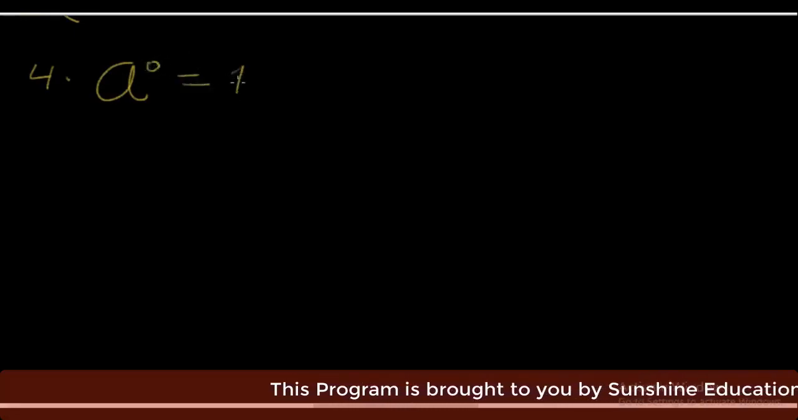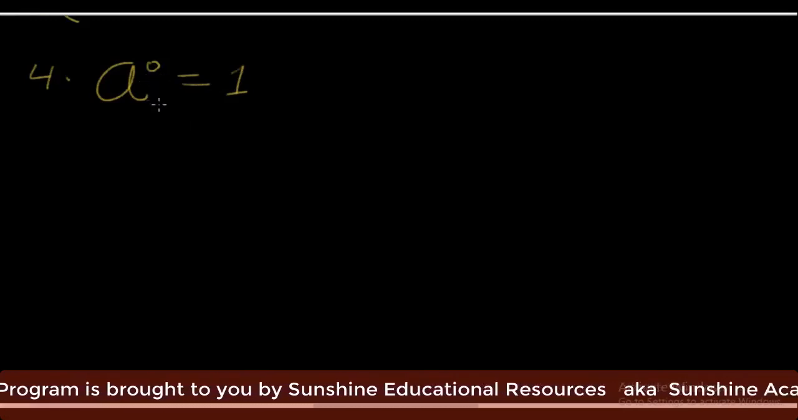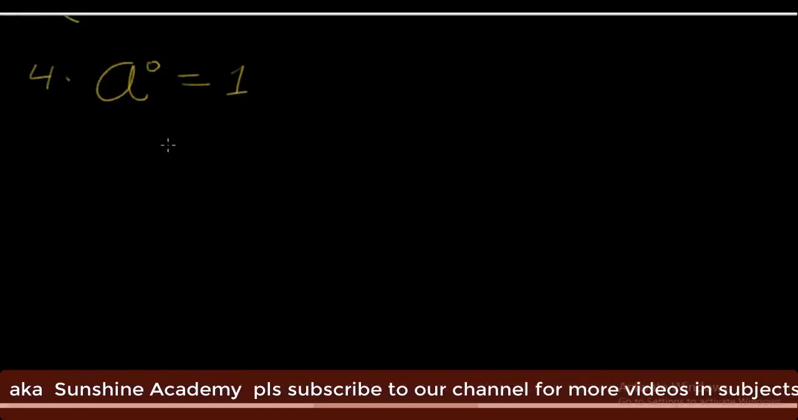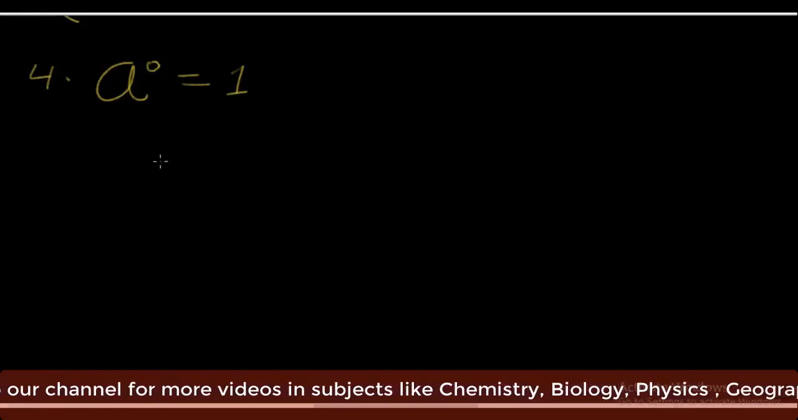All right, rule number 4, the simplest of them all. Rule number 4 says that a raised to the power 0 is equal to 1. It simply means that anything raised to the power 0 is equal to 1.